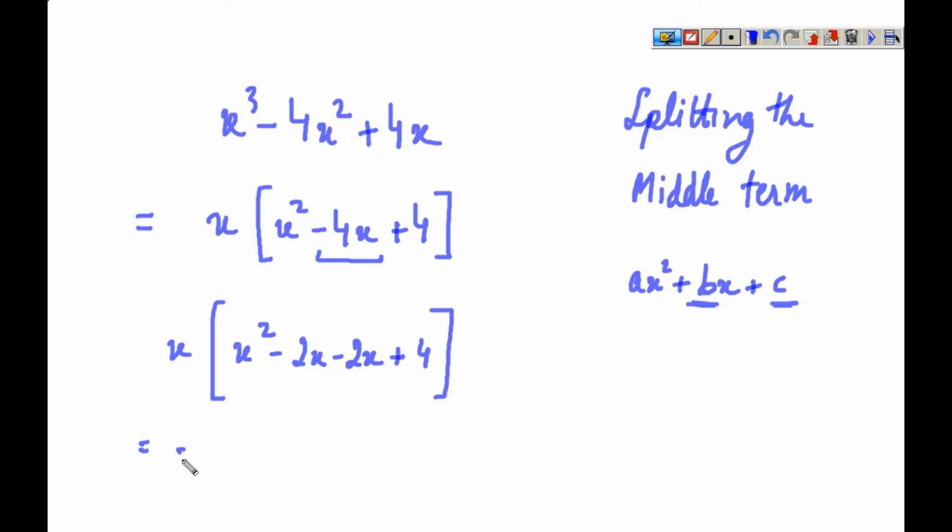So this is what we are doing to find the common factors here. It will become x, and finding the common terms, we can write it as x times x minus 2, right?